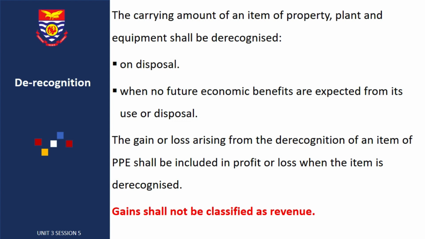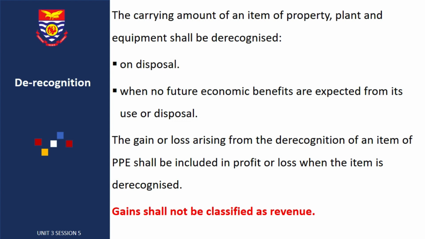Now let's come to derecognition. You want to derecognize the asset in your books. So the carrying amount of an item of property, plant, and equipment shall be derecognized, shall be removed from the books, a, on disposal. So when you sell the asset, you no longer own it, so you have to remove it from your books. You have to derecognize it from your books. Or when no future economic benefit is expected from its use or disposal.